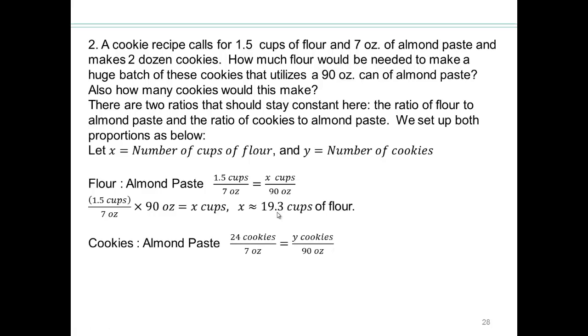All right, cookies and almond paste. You can make 24 cookies with 7 ounces of paste. So if you want to know how many cookies you're going to make out of a 90-ounce can, again, multiply both sides by 90, and you'll get about 309 cookies.